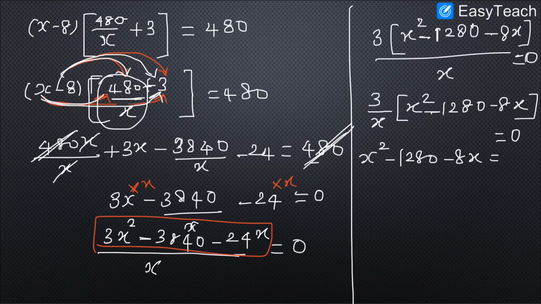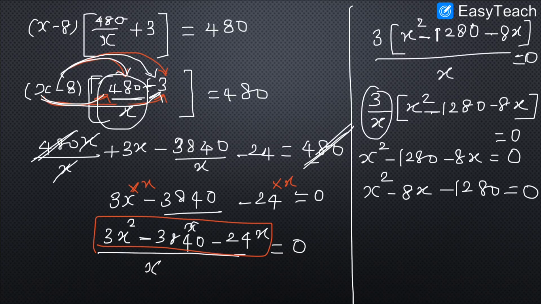So keep this quadratic equation here. If you bring the 3 by x to the other side, it will become 0. So now this is our quadratic equation. I rearrange this: x square minus 8x minus 1280 equals 0. This is our quadratic equation for this problem.